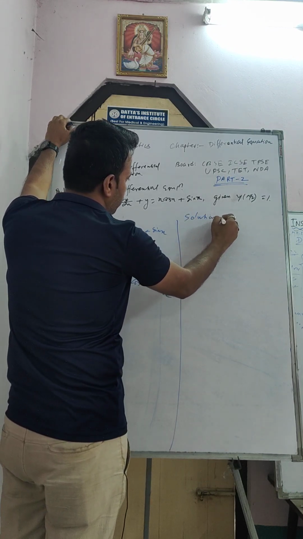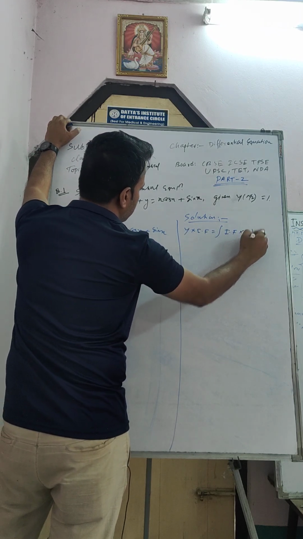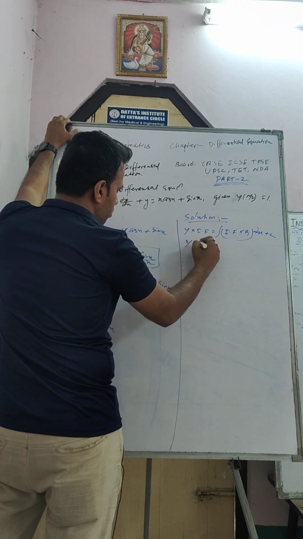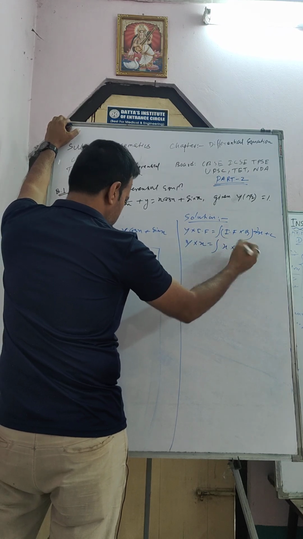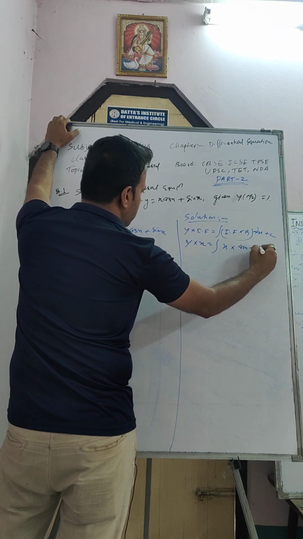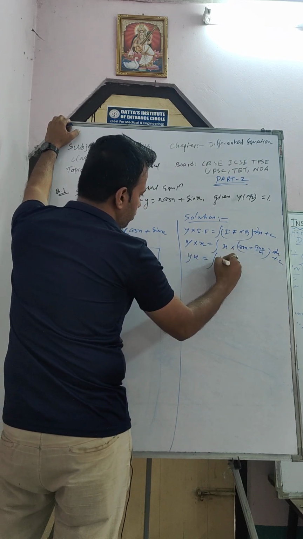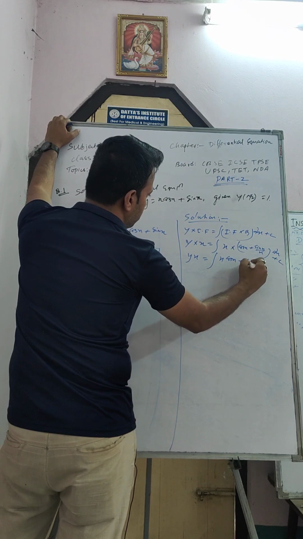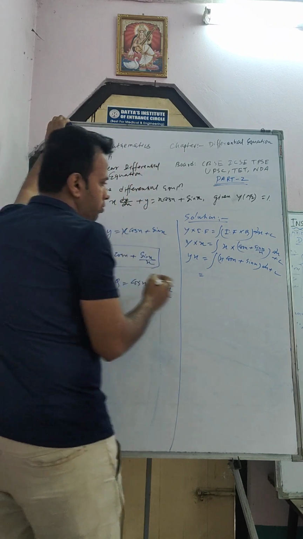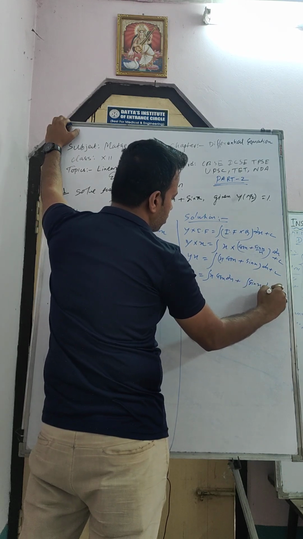Now we will do the solution. The solution of the differential equation will be y into IF equals integral of IF into Q dx plus c. So y into x, where IF is x, and Q is cos x plus sin x by x, dx plus c. So yx equals integral of (x cos x plus sin x) dx plus c.